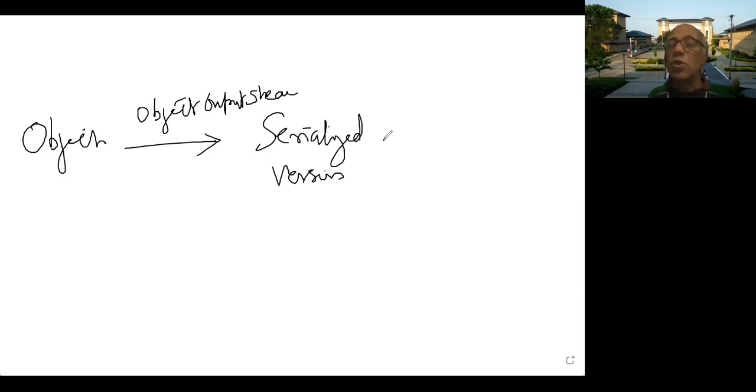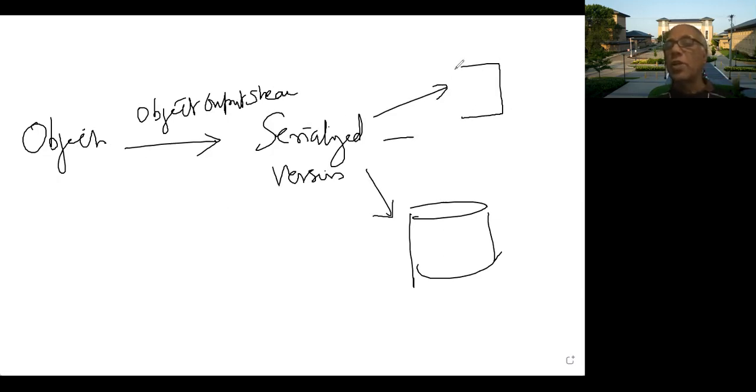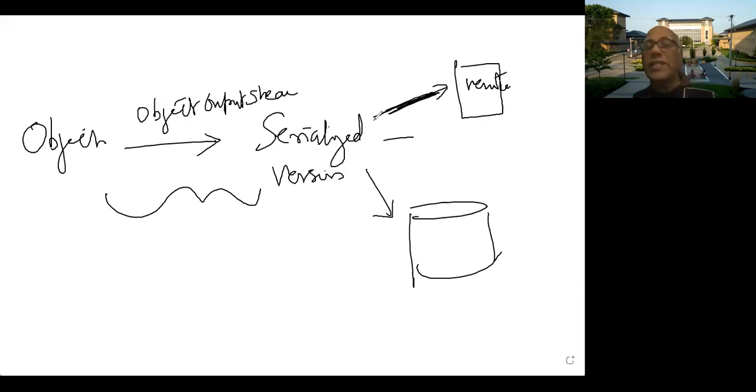But where does this go? Where are you going to store it? Do you want to put this on disk? Or do you want to send it to a remote computer so that it goes through a network? So this is one problem, serialization. Storing data on disk or shipping data to a remote location, that is a different problem.